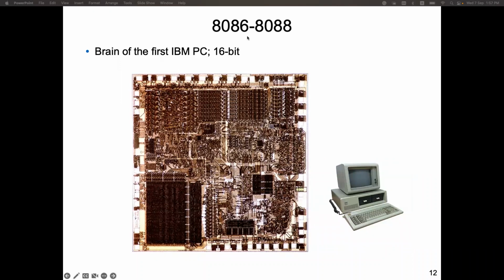Next milestone, Intel's 8086 processor, and the 8088 series. It's a 16-bit processor. More transistors were integrated. And it is the brain of the first IBM PC. You know, the IBM PC became one of the most important personal computers, very successful in the market. So this is the first 16-bit PC chip, empowering the PC.